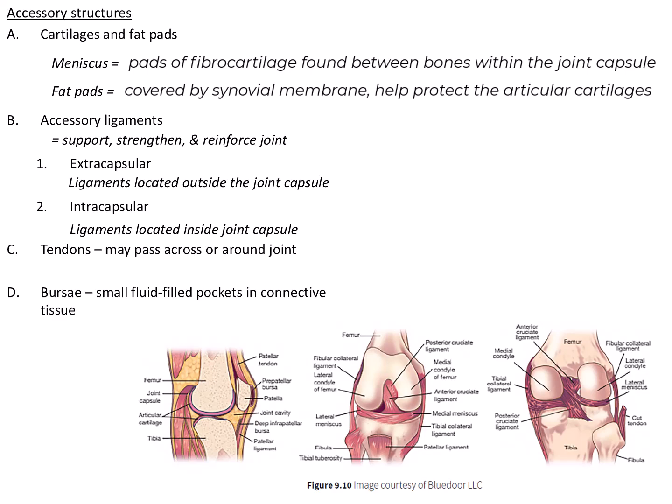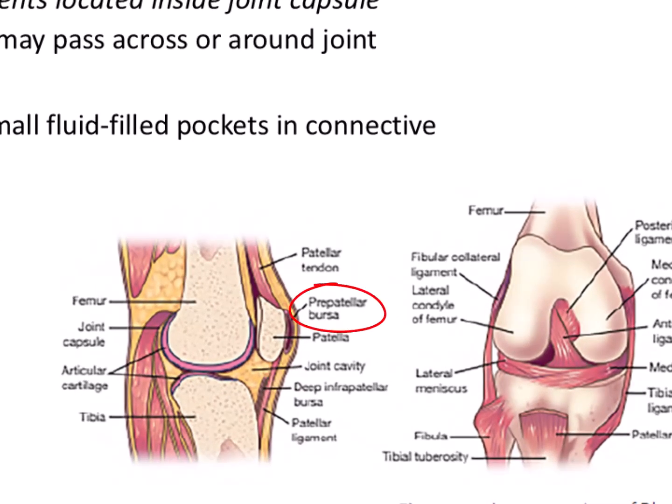There are several tendons from muscles that help to support and provide some stability to the joint. Bursae are small fluid-filled pockets that contain synovial fluid and are surrounded by a synovial membrane. Bursae provide some extra support for areas of high stress around the joint.